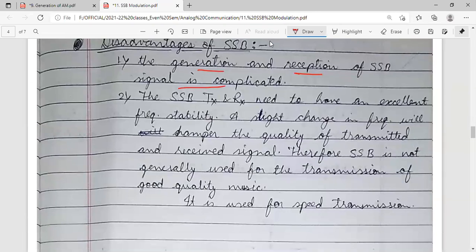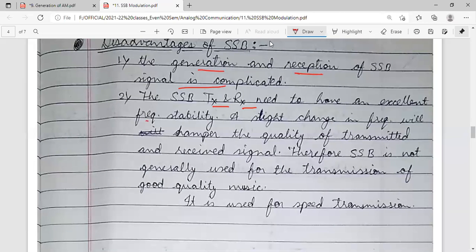Now, the SSB transmitter and receiver need to have an excellent frequency stability. Excellent frequency stability क्यों? क्योंकि now what we are doing here, we are just transmitting the upper sideband. If this is omega c, so this is omega c plus omega m. If we are transmitting the upper sideband, then we require a highly frequency stable system, because what we are now interested in is the upper sideband only.